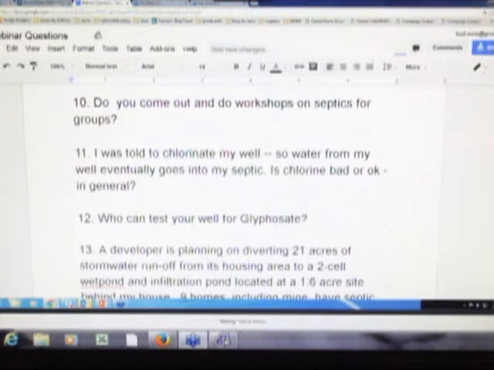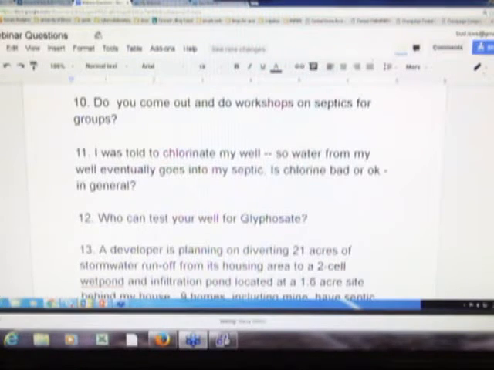Number 11: I was told to chlorinate my well, so water from my well eventually goes into my septic. Is chlorine bad or okay in general? Well, when you chlorinate your well, and I'm assuming that's because you had a bacteria problem, then if you do that properly, you have chlorinated all your pipes, all your outlets, all your spigots, everything. It's kind of a quick shock to the system, so to speak. Is chlorine bad or okay in general for your septic system? I mean, chlorine kills bacteria, but it can handle a certain load, if you will.